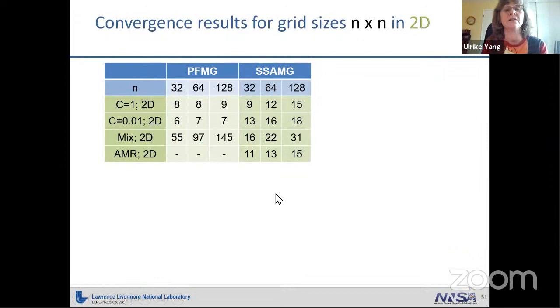Here, SSAMG does work, sort of. We increase the problem size here, in this case 2D, N by N, to 128. And so, yes, we do see some growth over here, more than over here, and it doesn't work quite as well, but it's still sort of okay. For the anisotropic problem, we see more increase compared to PFMG, but again, this is still reasonable.